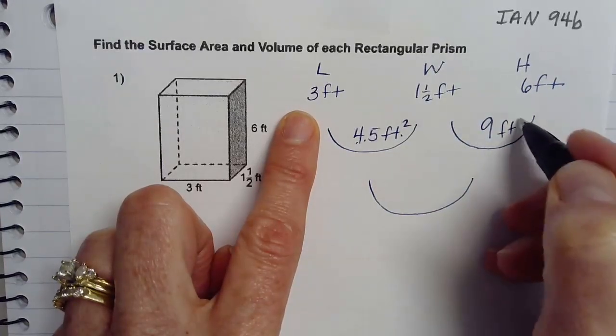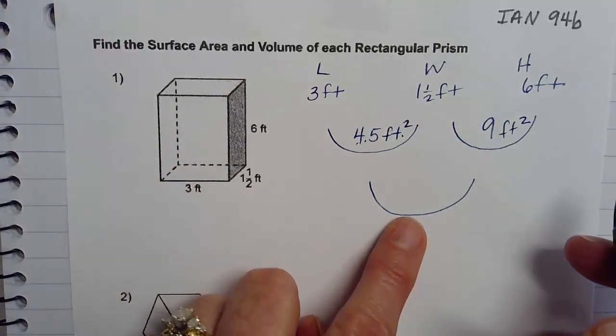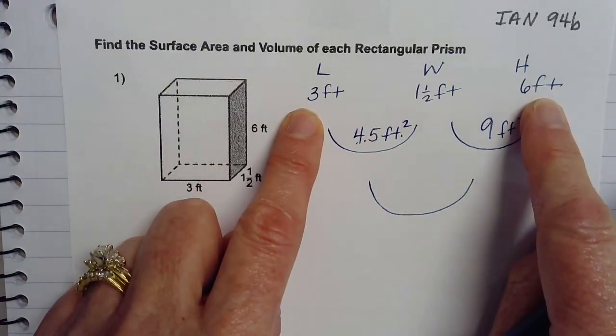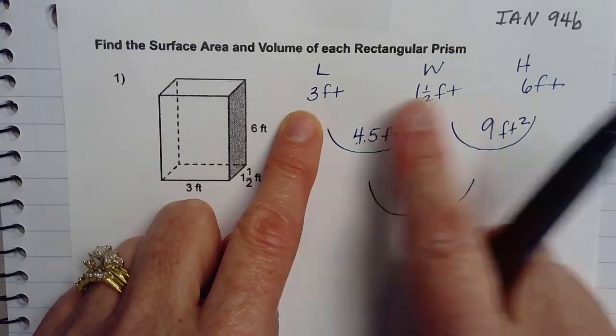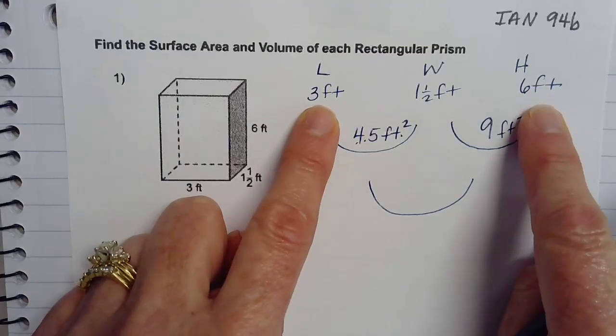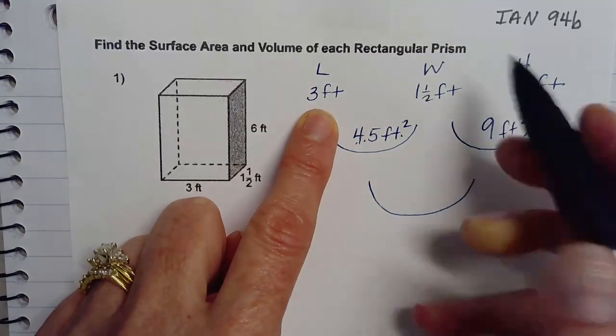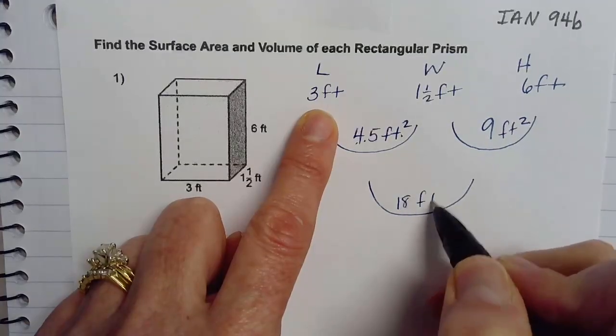Now, to get this last face, the area, we're multiplying the 3 feet and the 6 feet. Don't forget all of these are squared because they're area. What are you going to get for the area when you multiply 3 feet and 6 feet, Killian? 18, and it should be feet squared.